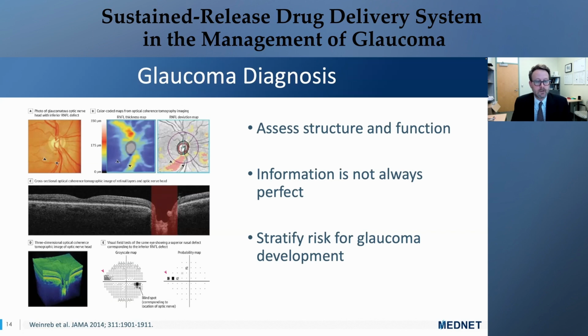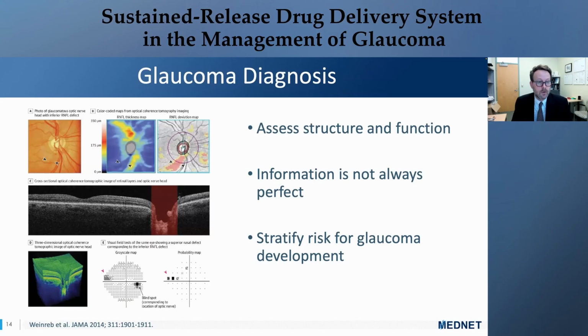In the patient illustrated here, they have an inferior defect in their optic nerve head, which corresponds with an early supranasal defect on the visual field. But information is not always perfect in the clinic. Sometimes our patients can't perform visual fields. Sometimes we can't get great images of the back of the eye.